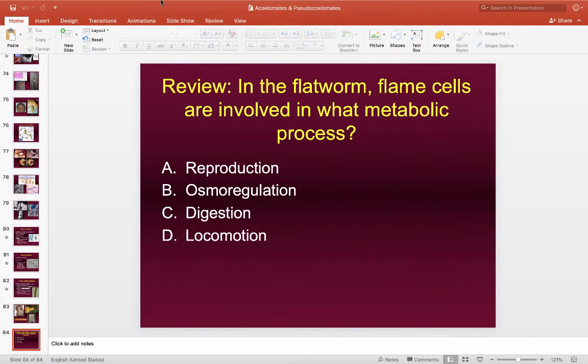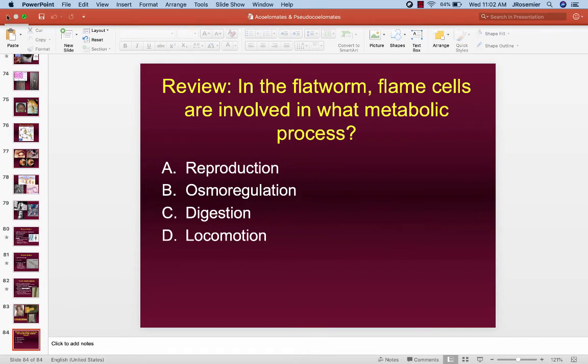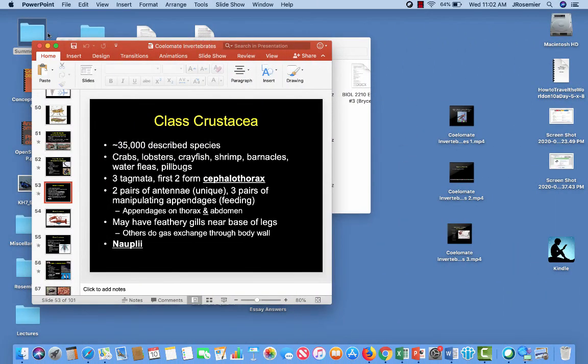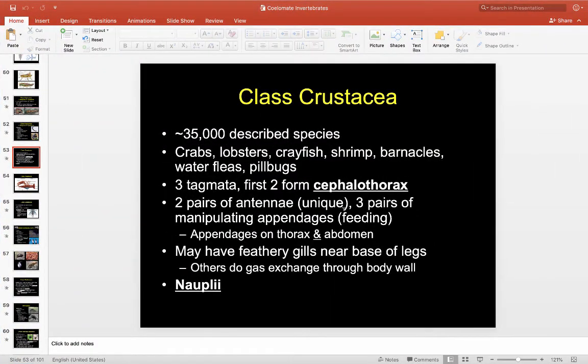Alright, so we're starting up now with our fourth section on the Coelomate Invertebrates, and we're going to be starting here with the crustaceans now. So now we're in our second group here of the arthropods. We've done the myriapods, and now we're looking at the class Crustacea.